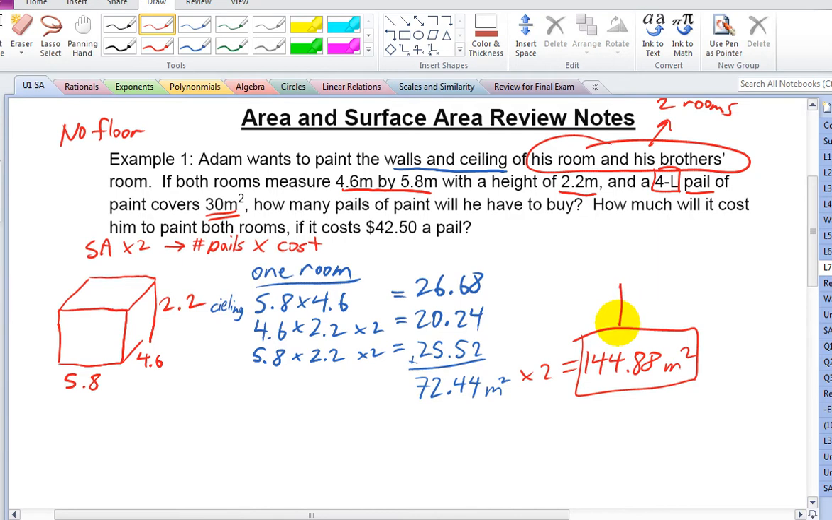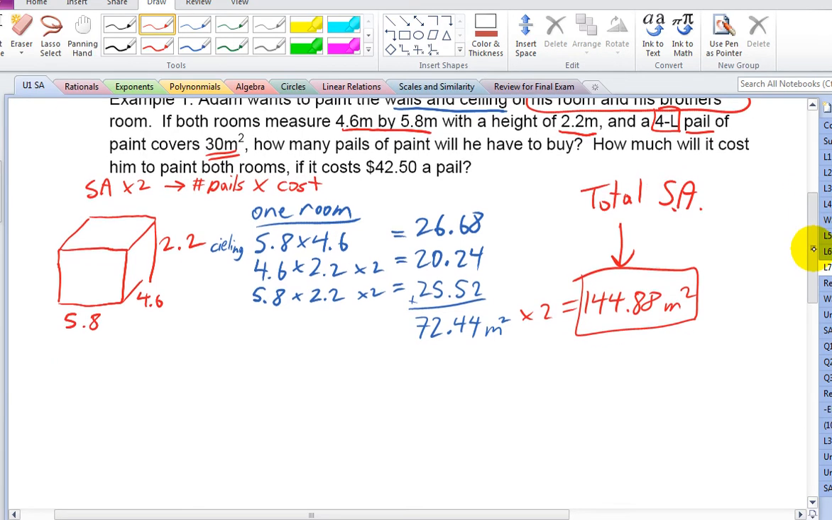So this here is the total surface area. It's best to double that. So now we have to answer the question, how many pails? Right, how many pails? So if we have 144.88 meters squared, each pail covers 30 meters squared.